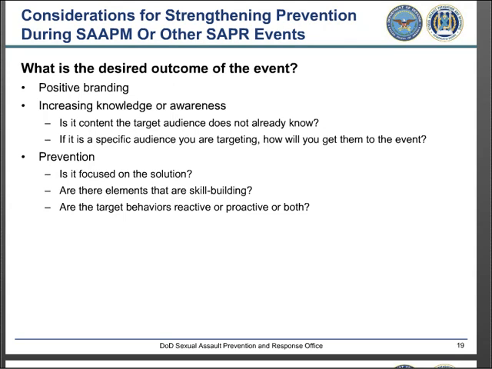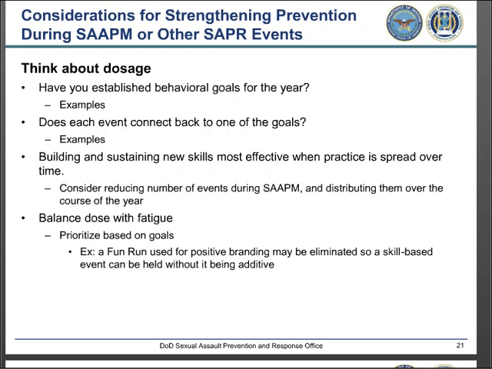So in fact, I'm going to skip ahead and then I will come back to this since it's what's naturally come up, right? When you think about the events, we know during SAPM there tends to be a flurry of events. So when you think about those, are you anchored to the goals you have established for that year?